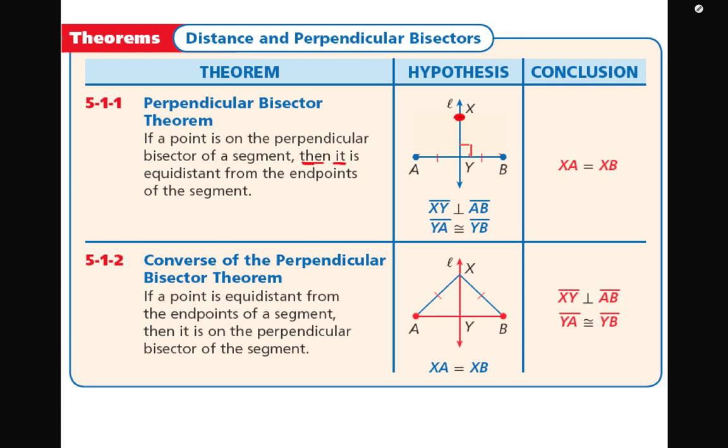So notice the conclusion from the first one is now the hypothesis. If XA equals XB, so that's what's marked in this hypothesis, XA's length and XB's length are the same. If that's what you know to begin with, then you can conclude that XY is perpendicular to AB and Y is the midpoint. So in other words, you can conclude that line XY is the perpendicular bisector of segment AB. So the difference between those two is, do you start knowing it's a perpendicular bisector, or are you concluding that it is a perpendicular bisector? Again, pause this if I haven't given enough time for the students to write down what they need to.